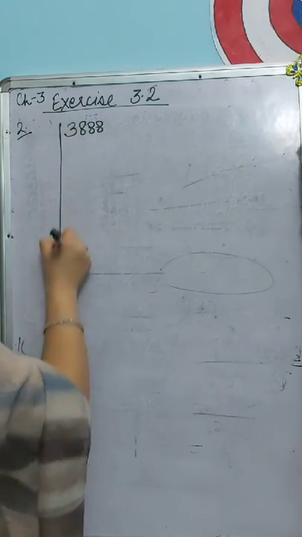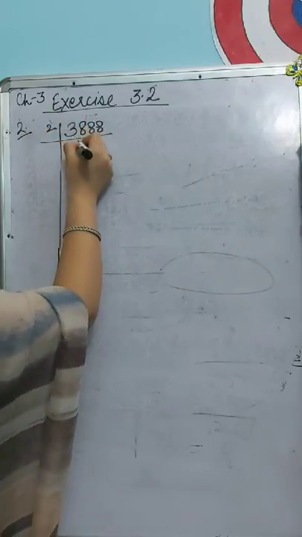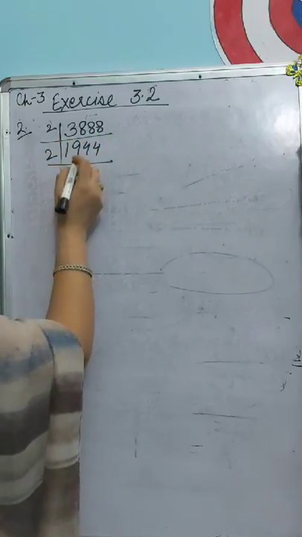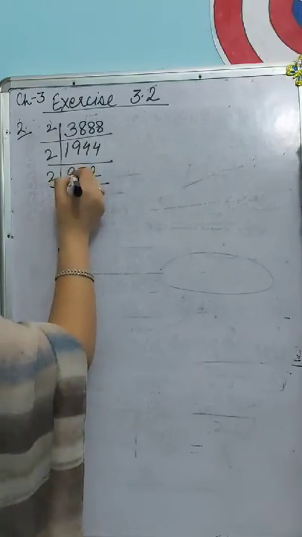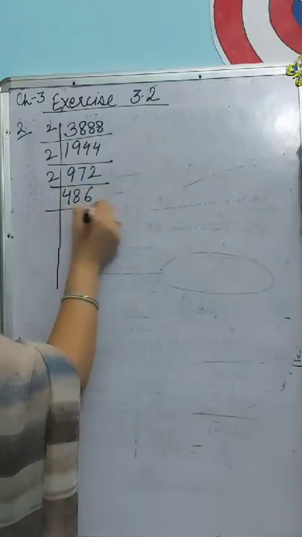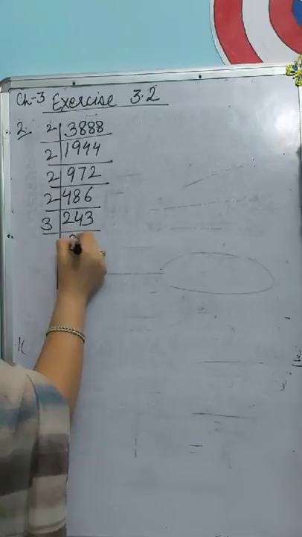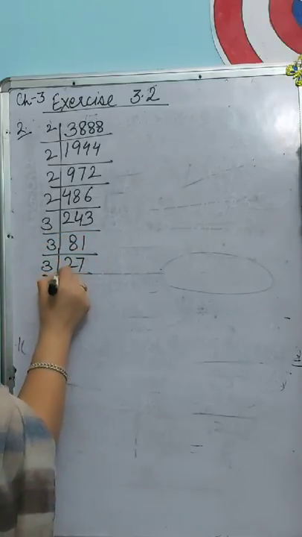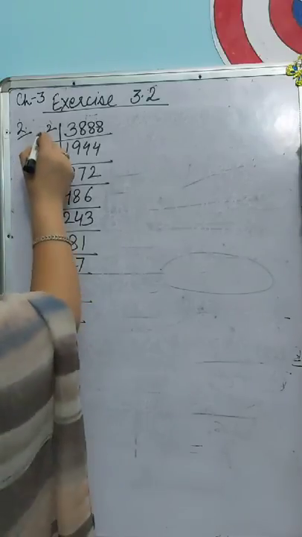3888 प्राइम फैक्टराइजेशन. 2 1944, 2 972, 2 486, 2 243, 3 81, 3 27, 3 9, 3 3 and 3 1.